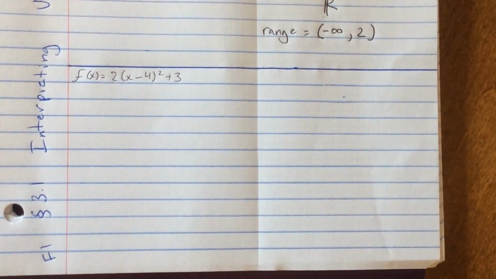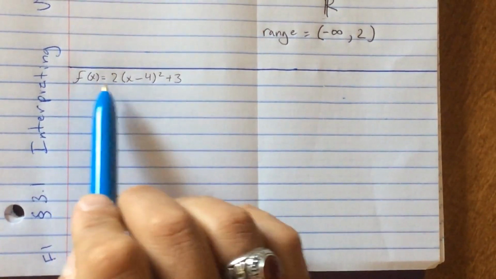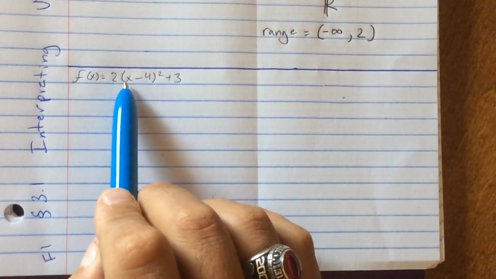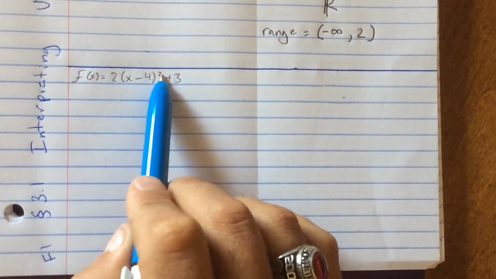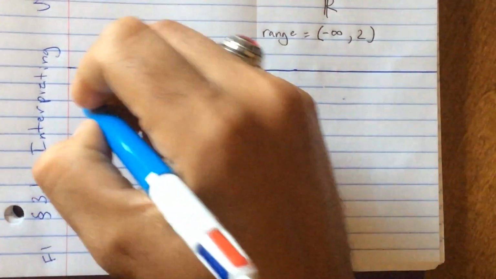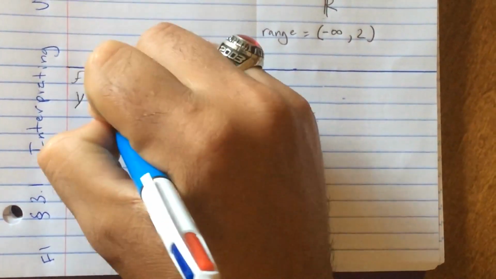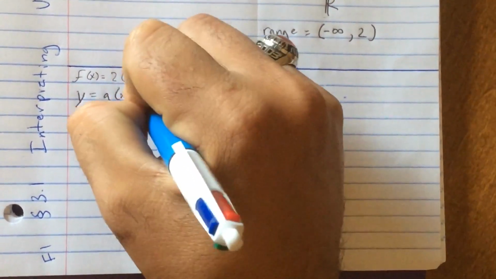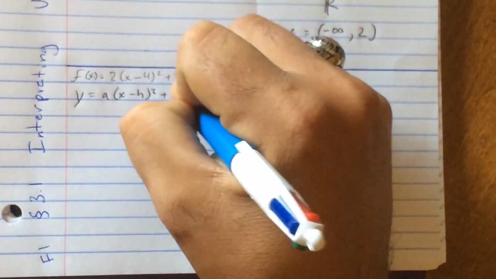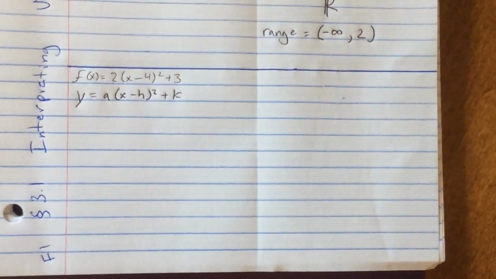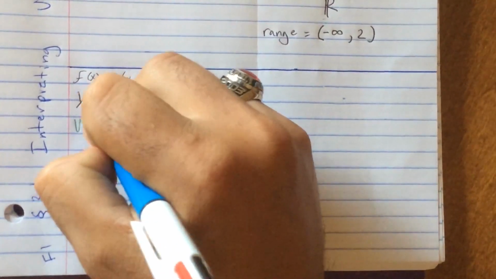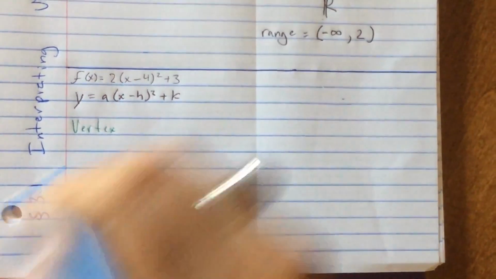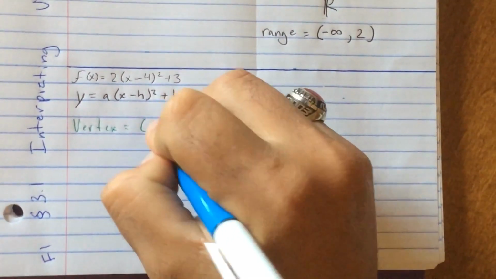This is part 3 of foldable number 1. And for this one, we have f of x is equal to 2 times (x minus 4) squared plus 3. So we're going to go ahead and write our y is equal to a times (x minus h) squared plus k to give you guys a little help. And we're going to go ahead and look for our vertex. So once again, our vertex is actually going to be equal to our (h, k).